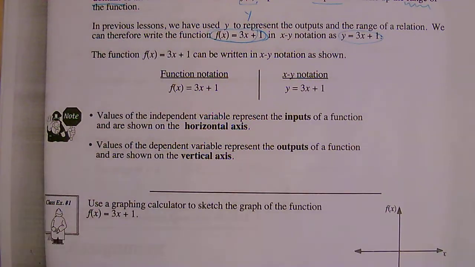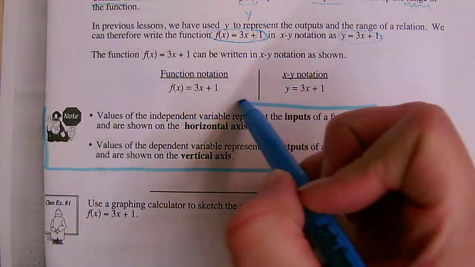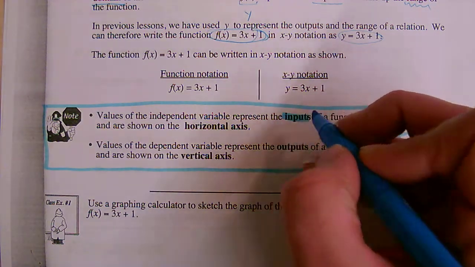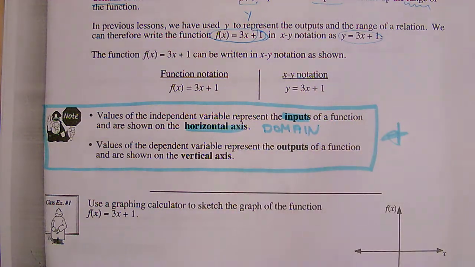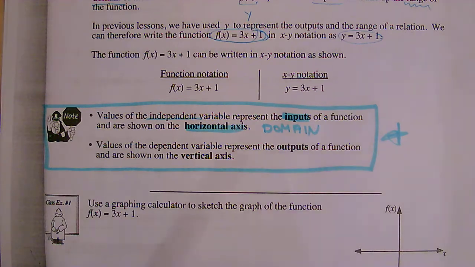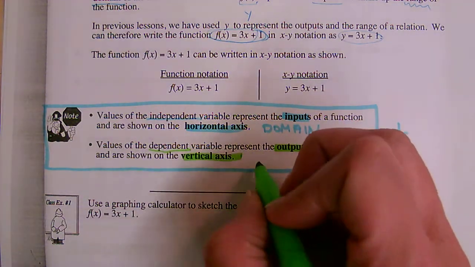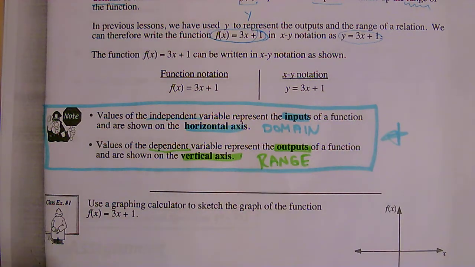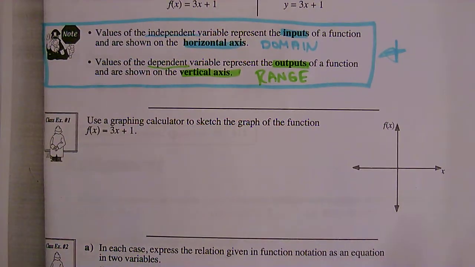So reminders. We've said this a bunch of times, so you should definitely have this ingrained in your brain here. So the inputs are your horizontal axis, which is your domain, and independent. So those are all the things that are synonymous. And then your dependent variable are your outputs on your vertical axis and are your range. Okay? So, use a graphing calculator to sketch the graph of the function.